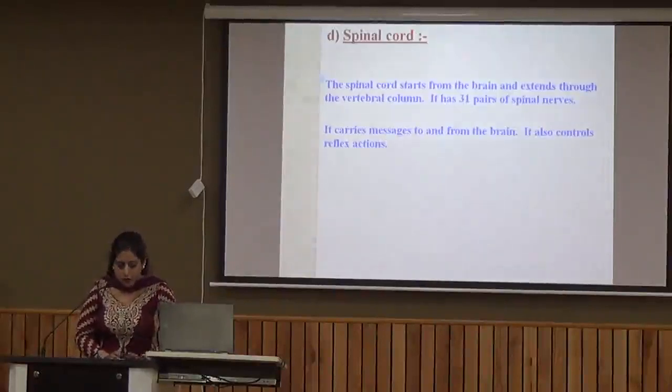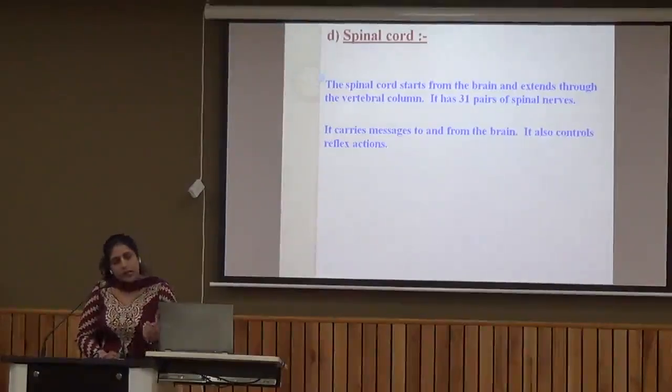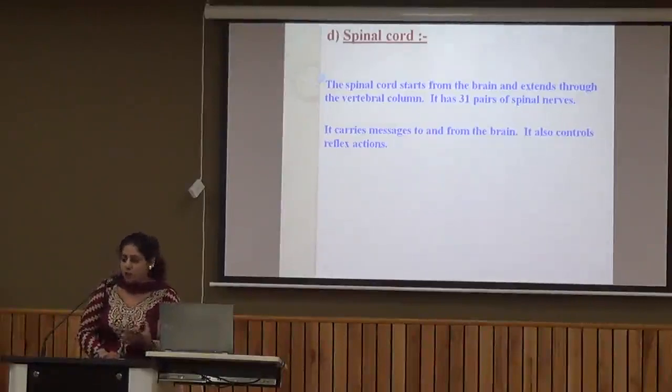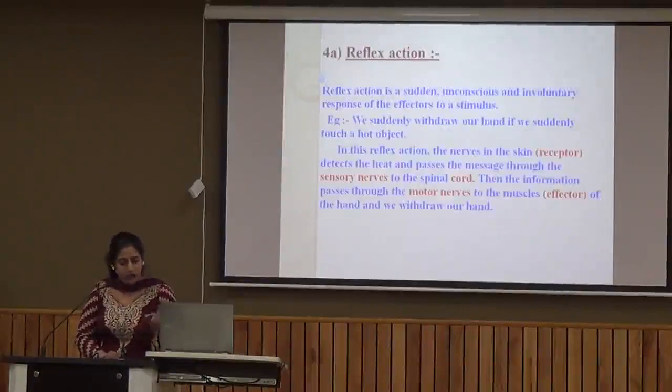Spinal cord, as I've told you, we are done with the brain. Now it's time for the spinal cord. The spinal cord starts from the brain and extends through the vertebral column, which has 31 pairs of spinal nerves beneath the brain. It carries messages to and from the brain to all parts of the body. It is mainly responsible for controlling the reflex action, which we are going to study further.